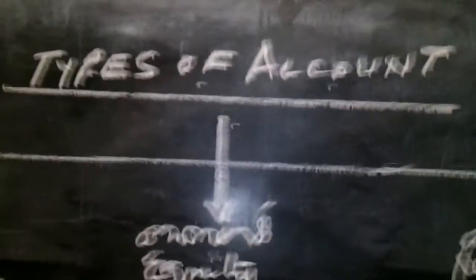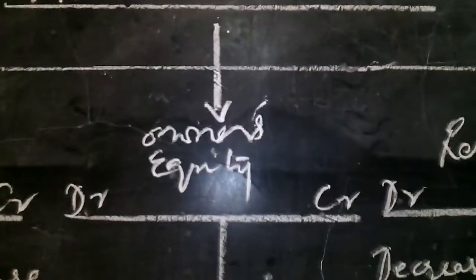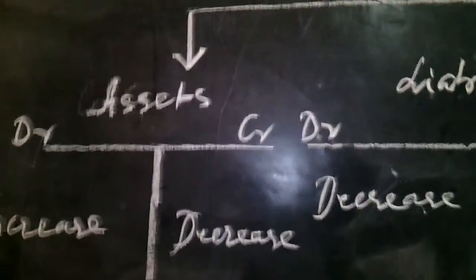These are the types of accounts: owner's equity, expenses, revenue, similarly liability, and assets.